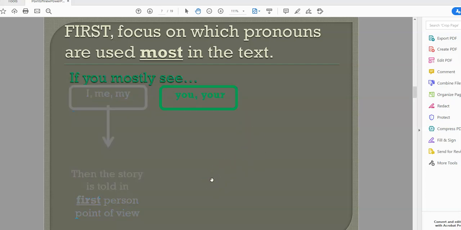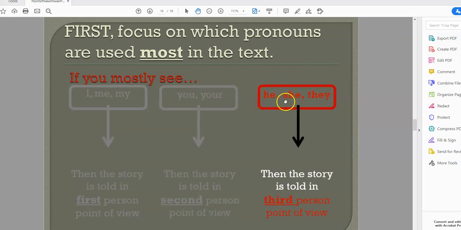But moving on, if you see pronouns like you and your, then the story is told in the second person point of view. Not many authors do this. Dr. Seuss, the Places You'll Go, he talks in second person where he's talking to the reader. But often, most of the time, you're not going to see this in fiction.